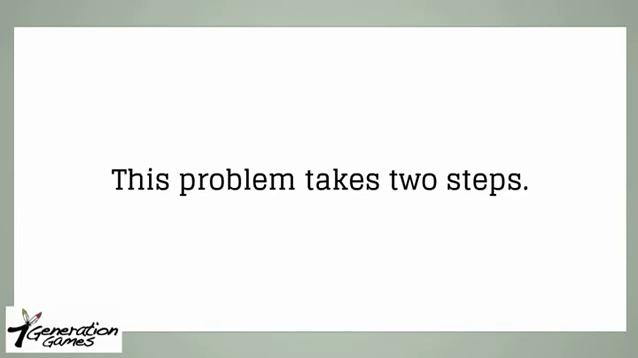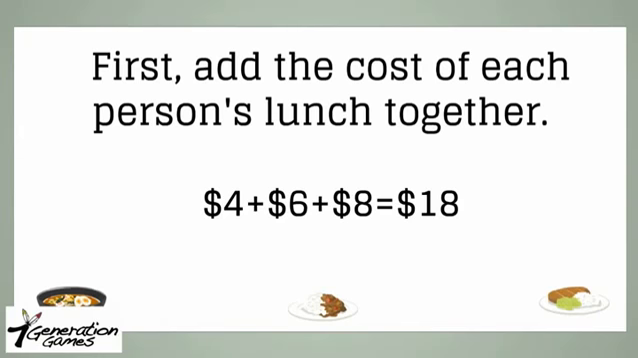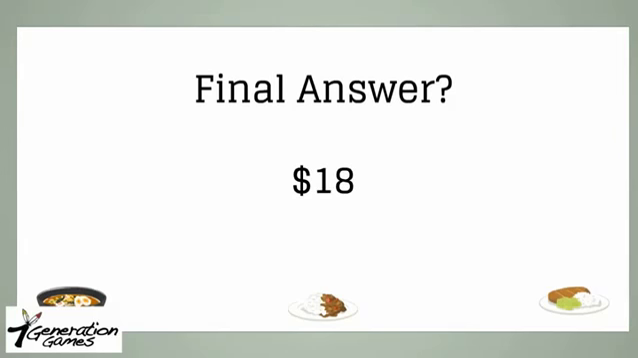This is a 2-step problem. First, add the cost of each person's lunch together. 4 plus 6 plus 8 equals 18. It's important you ultimately make sure that you're answering the question at the very end of your problem. For example, if you weren't paying attention, you might just look at the numbers and think you were supposed to add them up. Or you might be in a hurry and just add the numbers but forget the question asks you to take another step.